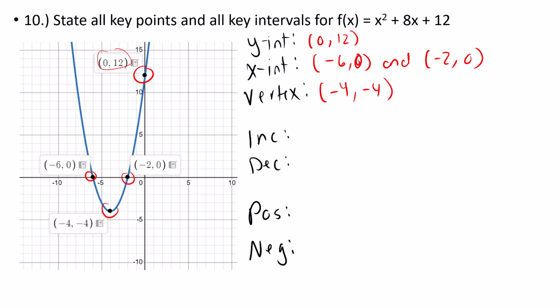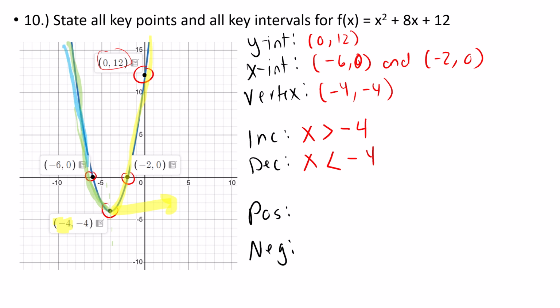Increasing means it is going up from left to right. So this is my increasing, and it is increasing to the right of the vertex. Remember to use the x coordinate. So the x coordinate there is -4, and so it is increasing when x is greater than -4. Now, if you do enough of these, you probably realize, well, it's decreasing then when x is less than -4, and you would be right. So if I go grab a different color highlighter, here is my decreasing right there, and that is to the left of the -4.